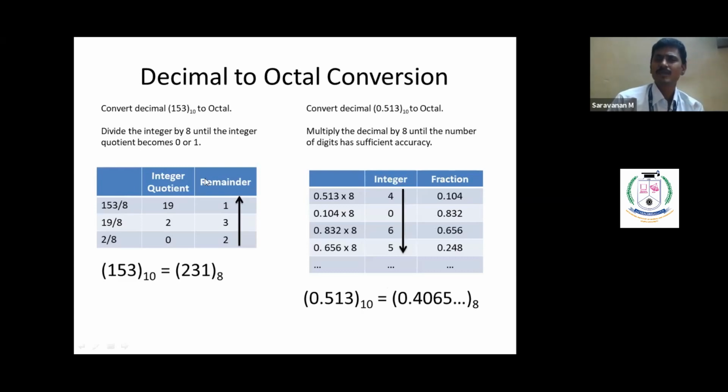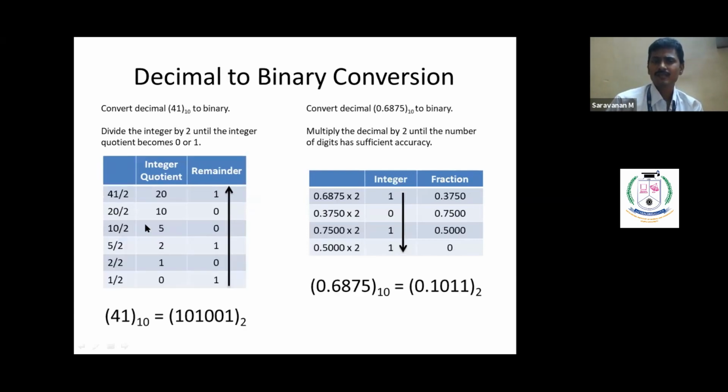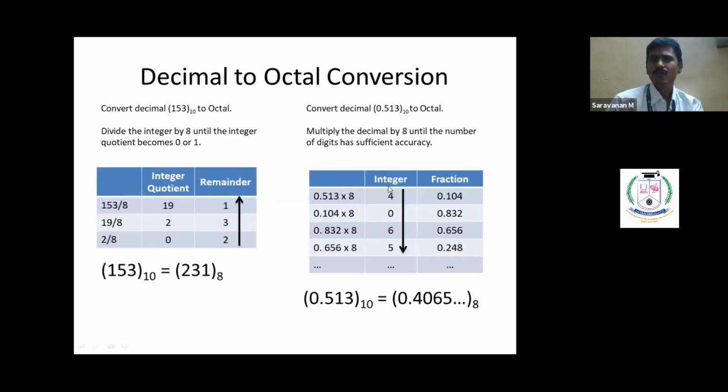Then we go with decimal to octal. Decimal to octal is similar to decimal to binary. Instead of dividing by 2 and multiplying by 2, we divide by 8 and multiply by 8. Clear? The logic is clear. In the case of decimal to binary, we divide by 2 for the integer and multiply by 2 for the decimal portion. For decimal to octal, we just divide by 8 and multiply by 8, so that we can obtain the octal representation. I'm going a bit faster because we have seen decimal to binary.